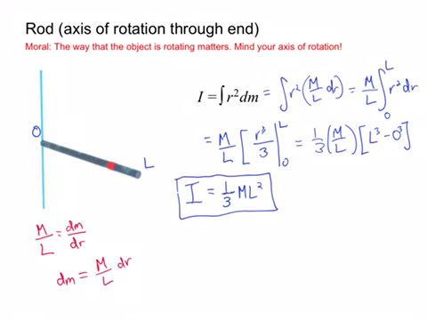So notice that for the moment of inertia of a rod when the axis of rotation was through the center, we had a coefficient of 1/12, and this time we have a coefficient of 1/3. So the moral of this one is that where the axis of rotation is matters a lot.